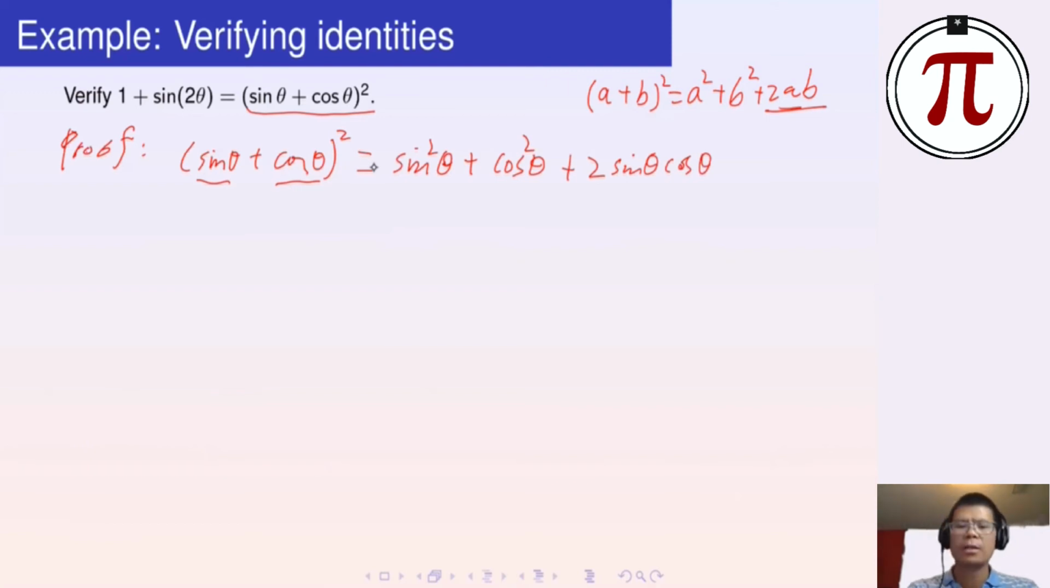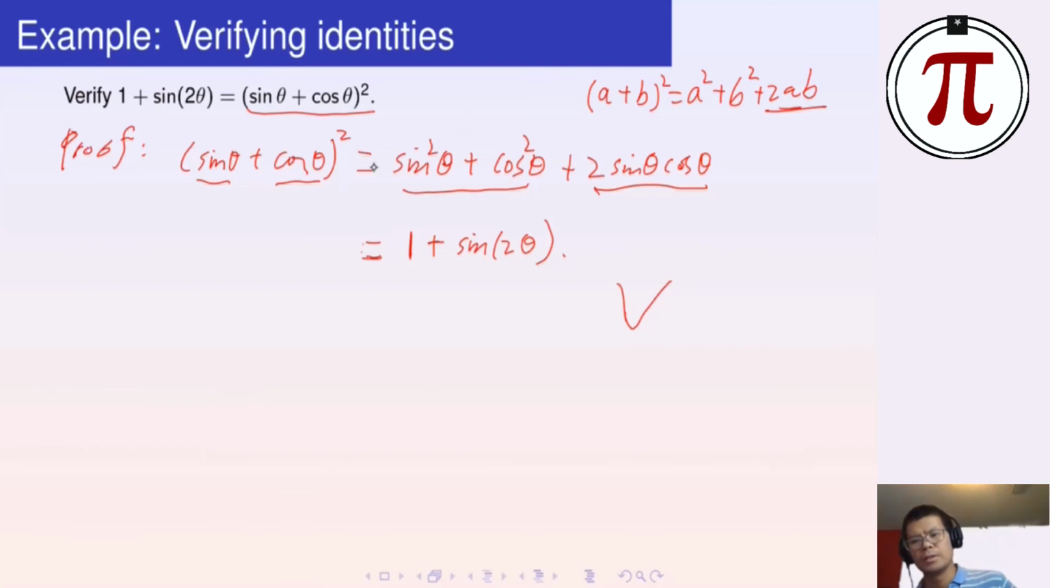Now, Pythagorean identity, sine squared plus cosine squared is 1, right? Now, 2 sine cosine, that's the double angle formula for sine, yes? Therefore, this one is verified. So pretty simple, right? As long as you know this guy, the complete square formula. All right.